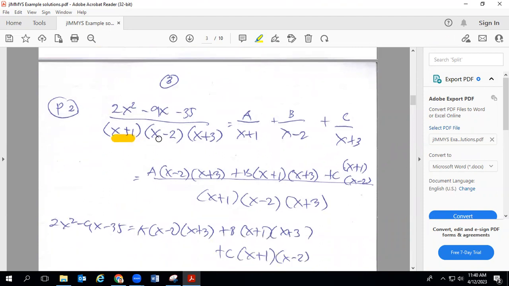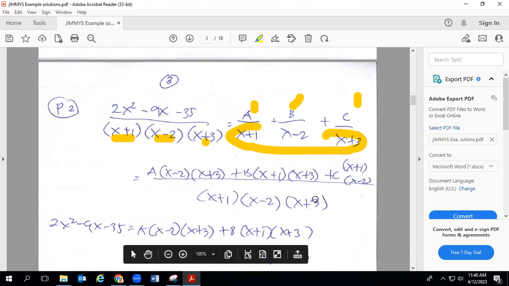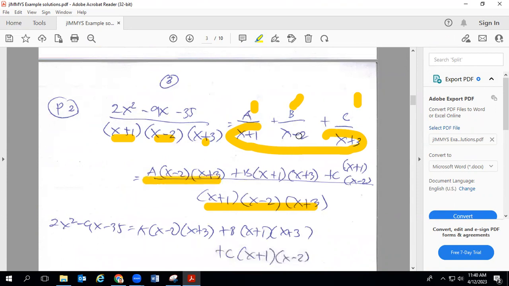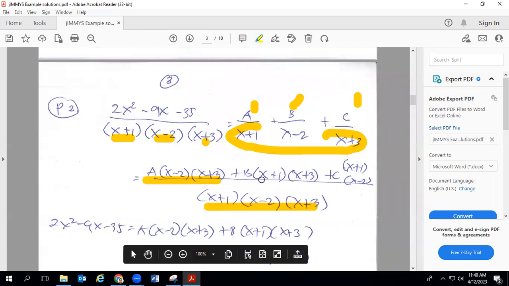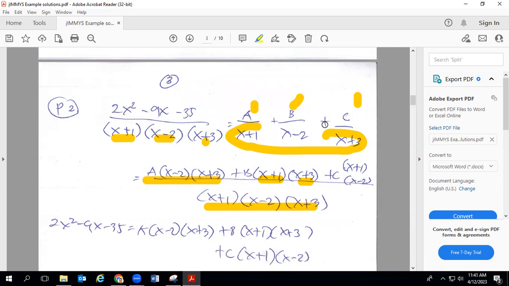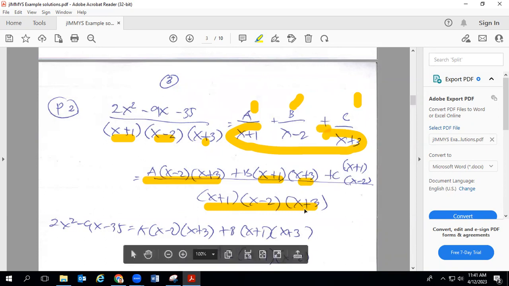Since you have 3, you have A, B, and C. Again, these are your least common denominator. If this one is divided by x plus 1, of course, x plus 1 will be removed. You have x minus 2 and x plus 3 multiplied by A. So you have it in this form. Similarly here, just remove x minus 2, you have x plus 1 and x plus 3 multiplied by B. And then here, of course, just copy plus here. You will just remove x plus 3, you copy x minus 1, x plus 1, and then x minus 2, you have this one, and then multiply by C.